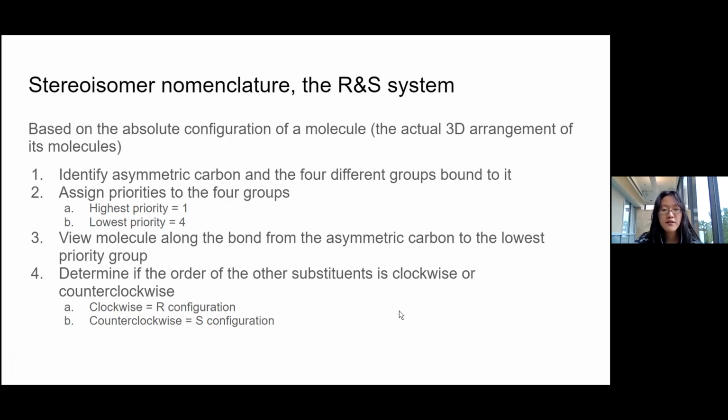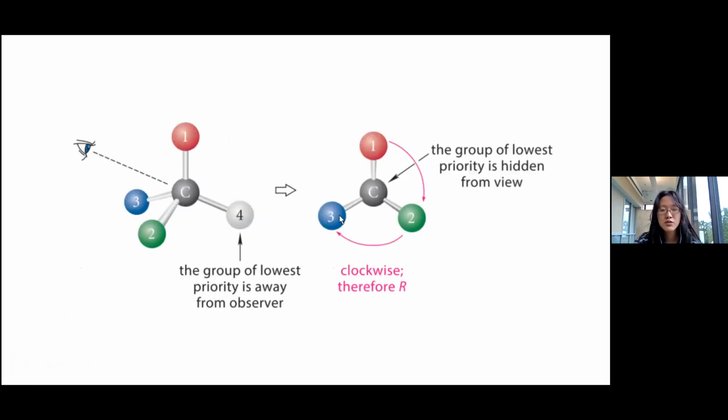Okay, and because I went through that very quickly, I'm actually going to demonstrate what I was talking about. So essentially, you have your molecule, and no matter the way it's presented to you, whatever direction it's drawn on your exam, you're going to try to view it from the perspective of looking from this stereocenter, this asymmetric carbon, and with the lowest priority group in the back. So that's going to be number 4. And because of that, you can't really see 4, you just see 1, 2, and 3.